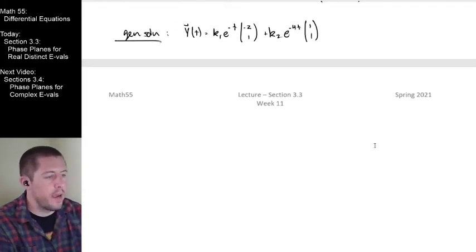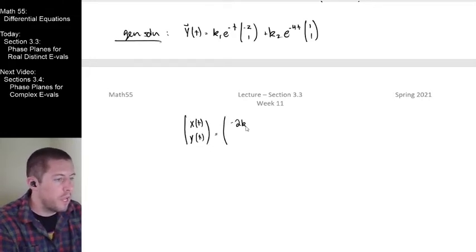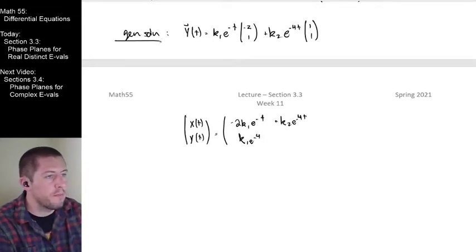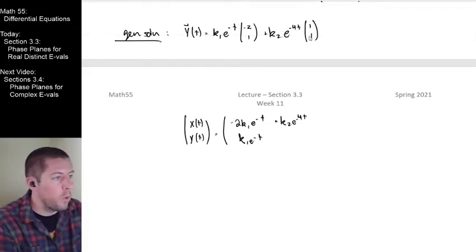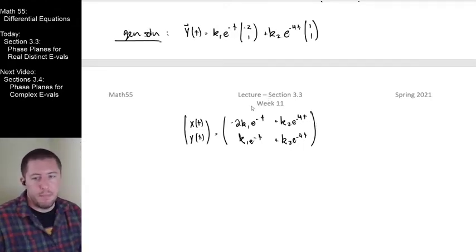As usual, let's also write this in its expanded form. This is the same thing as x of t, y of t equals negative 2 k1 e to the negative t plus k2 e to the negative 4t. On the bottom, we have one copy of this term here, so we're getting a k1 e to the negative t, oops, that's a 4, not a t, and we're getting one copy of this term here. So we're in a similar situation as we were in the previous problem. It's a little bit more complicated in both respects, though.